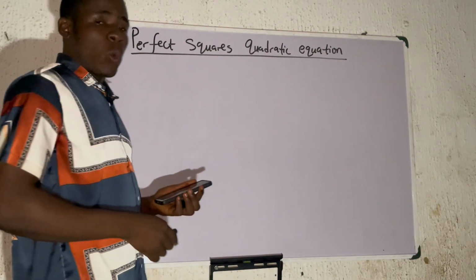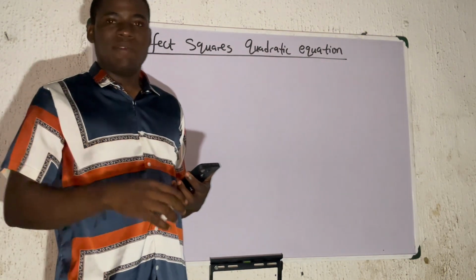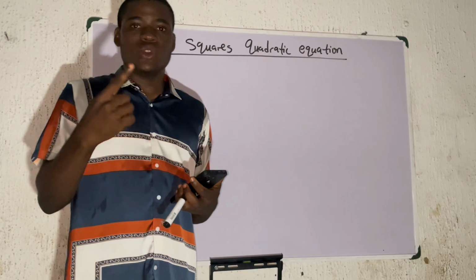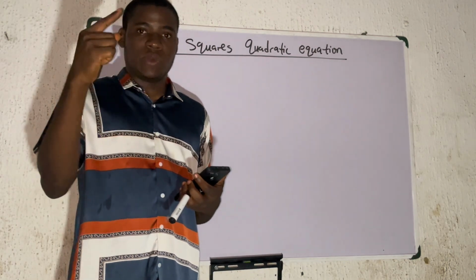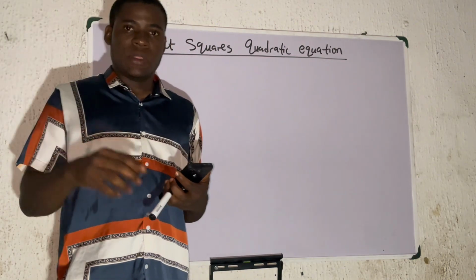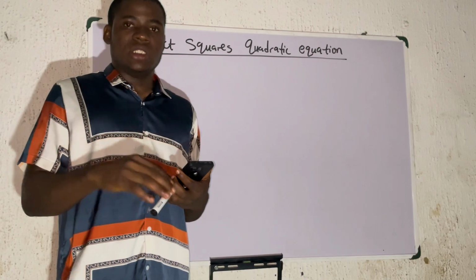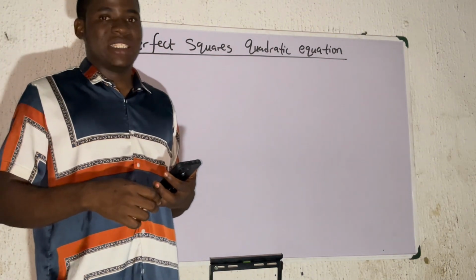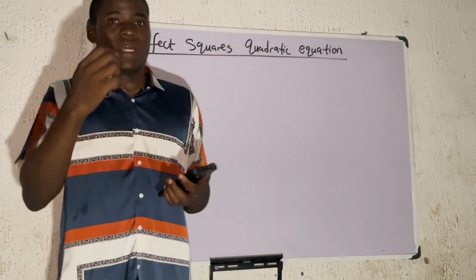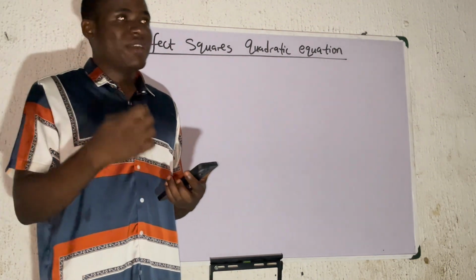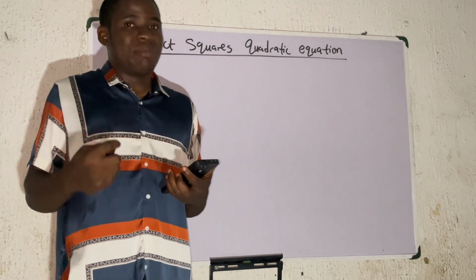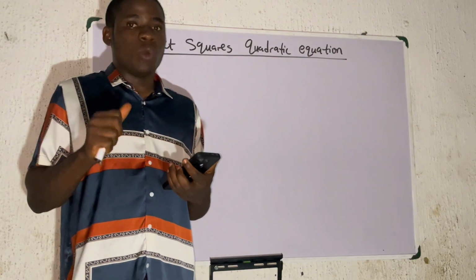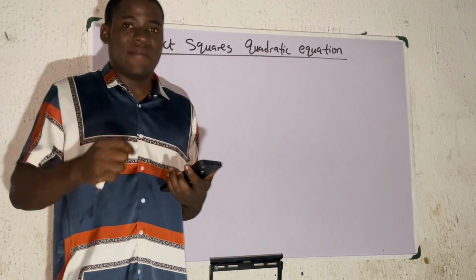First of all, what is a perfect square? A perfect square is a number that is the second exponent of an integer. We say it is an integer that is regarded as the second exponent of another integer. Or you can say that a perfect square is an integer that can be expressed as the multiplication of another integer by itself.